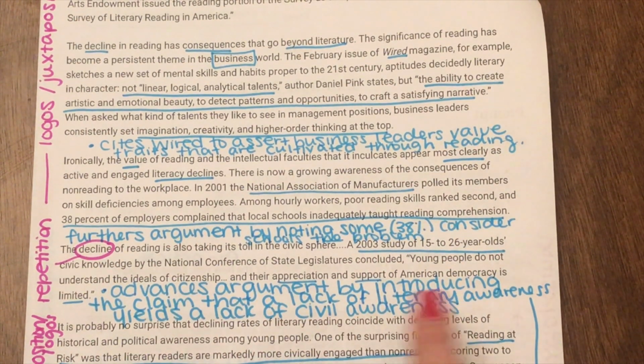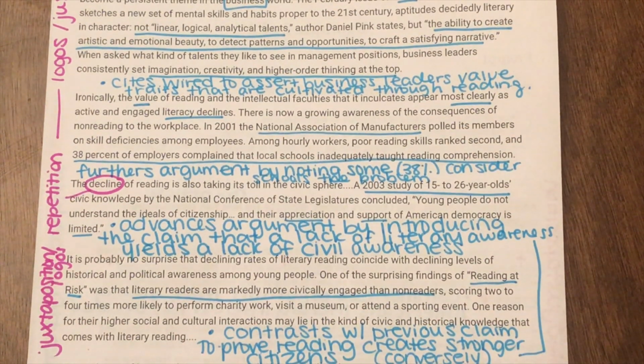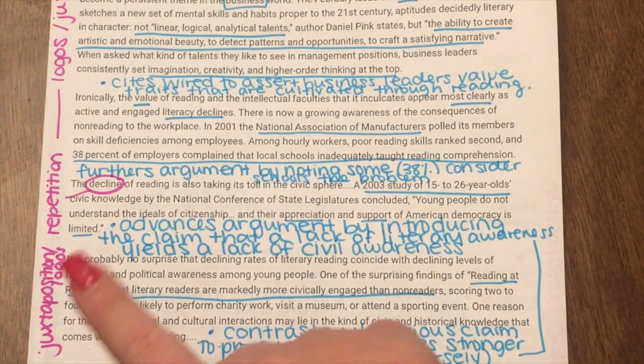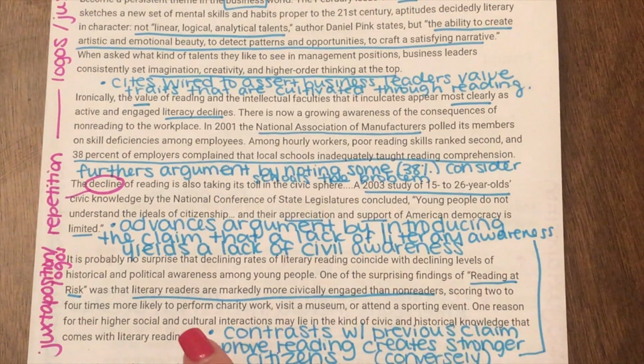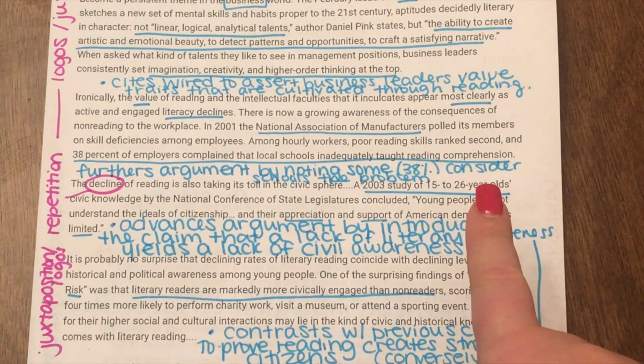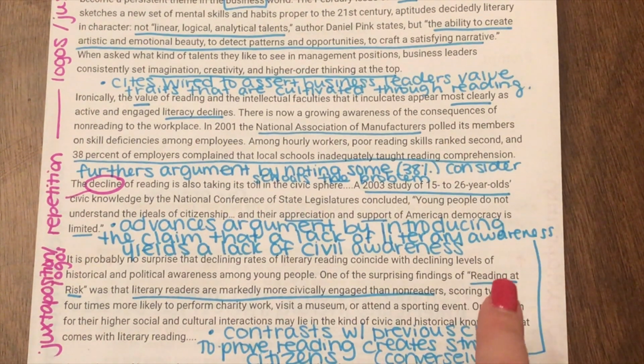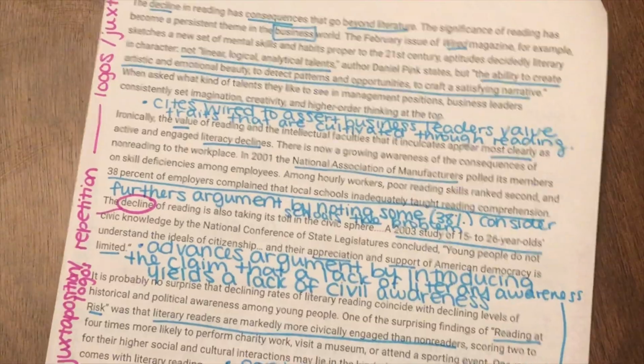So it advances the argument by introducing the claim that a lack of literary awareness yields a lack of civil awareness. Okay, so we're going from just business to now civics. We've got juxtaposition and logos again. So we've got another survey here, like the findings of it. And then we've got this idea that if you are reading, you are more engaged. So we've got this contrast between people who don't read and they're not engaged versus people who do and they are. Okay, and I wrote the word conversely there just to remind myself that I might want to use that word if I was writing an essay, just to show the difference.